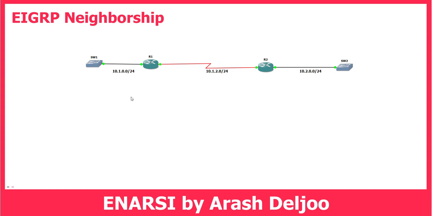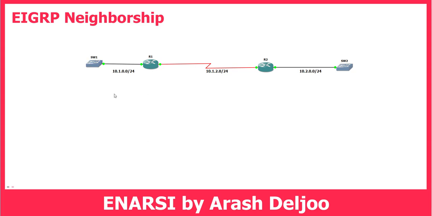When you are encountering a problem in the EIGRP network, one of the most useful pieces of information you should have to find the reason for the problem is the detail of the EIGRP neighborship. Let me start talking about the EIGRP neighborship. As you can see, we have one simple network, and in this simple network, we are learning about the EIGRP neighborship.